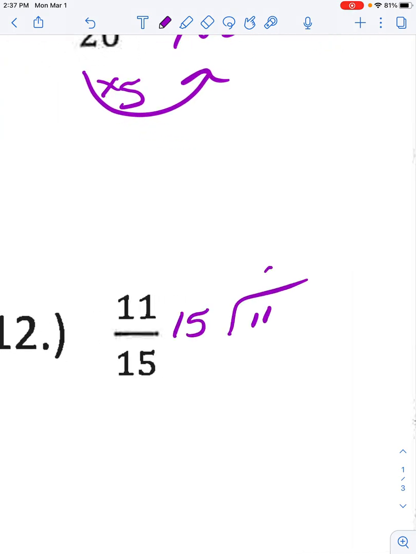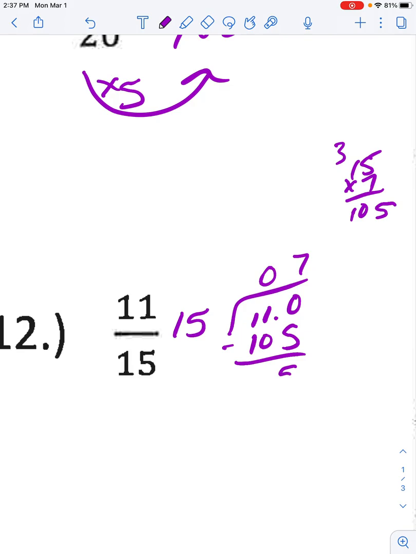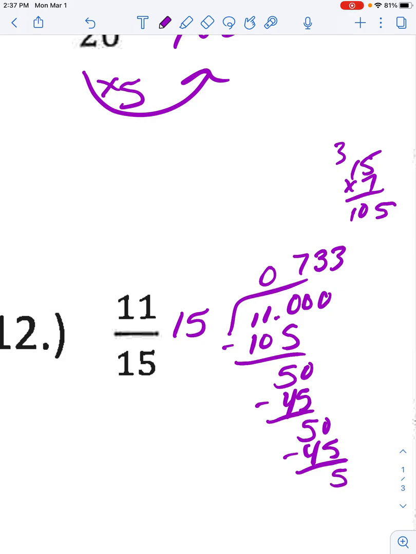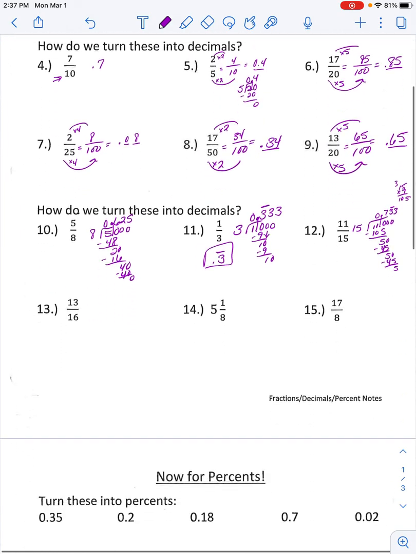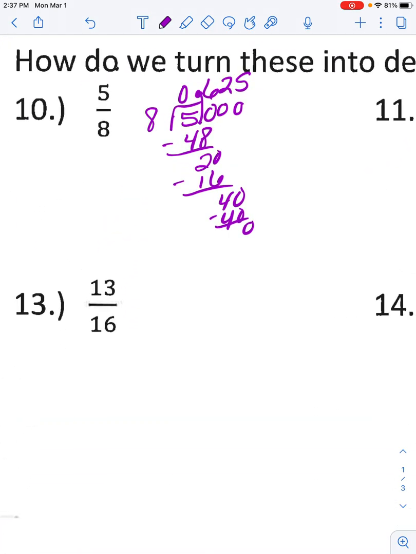11/15. Top number always goes on the inside. I thought that was 105. I want to make sure though. That one's also going to continue to repeat. Bring your decimal up, only put the bar over the number that repeats. So these are not the prettiest fractions, turning them into decimals. I believe this one goes in 8 times.